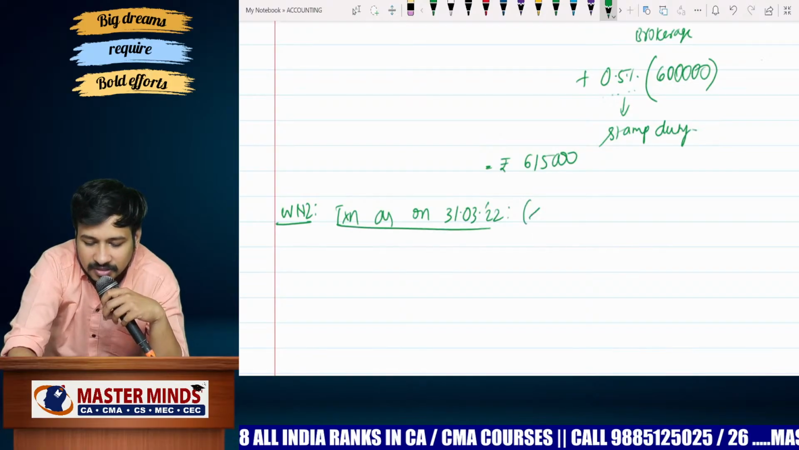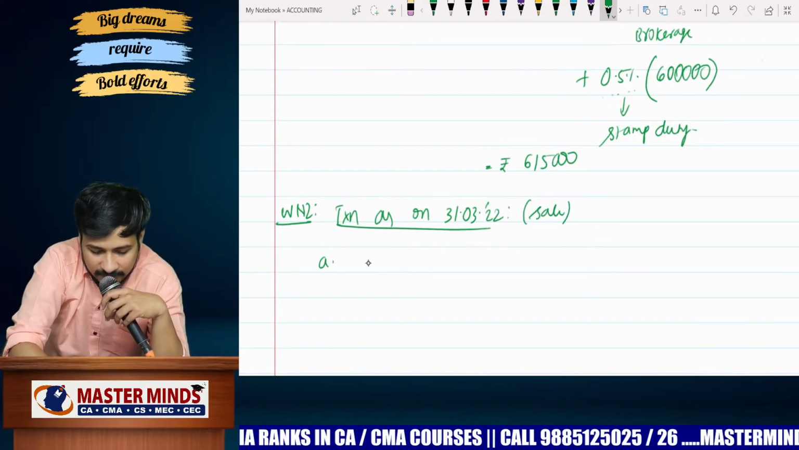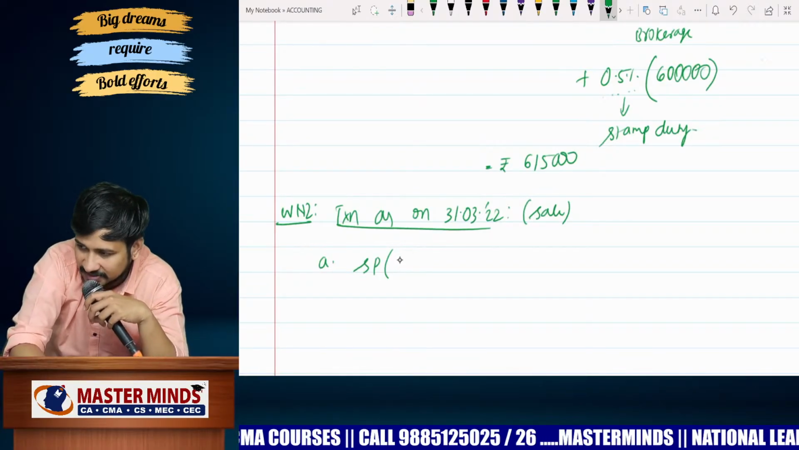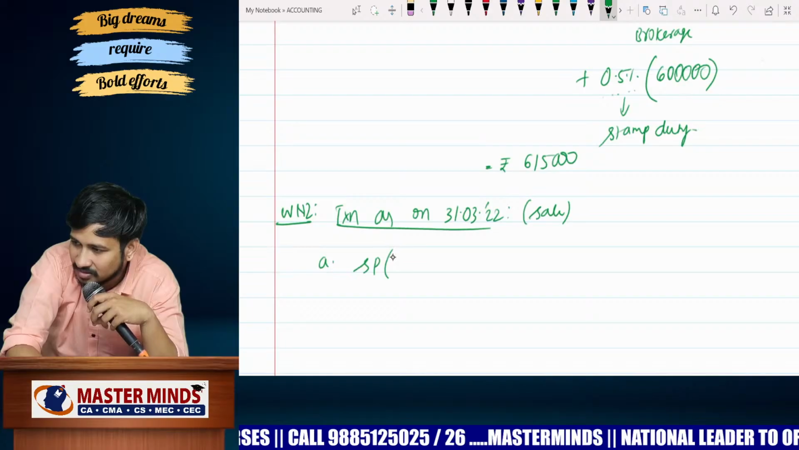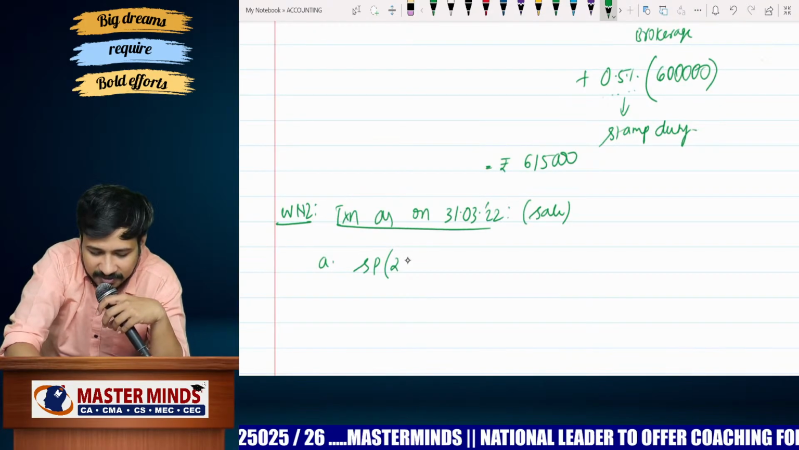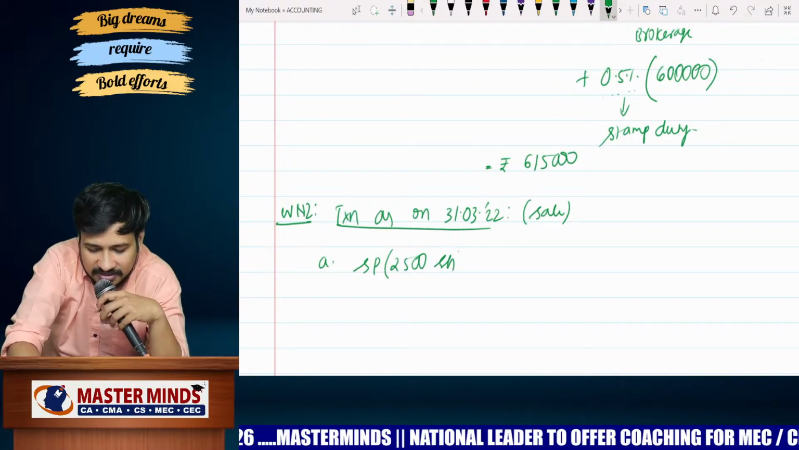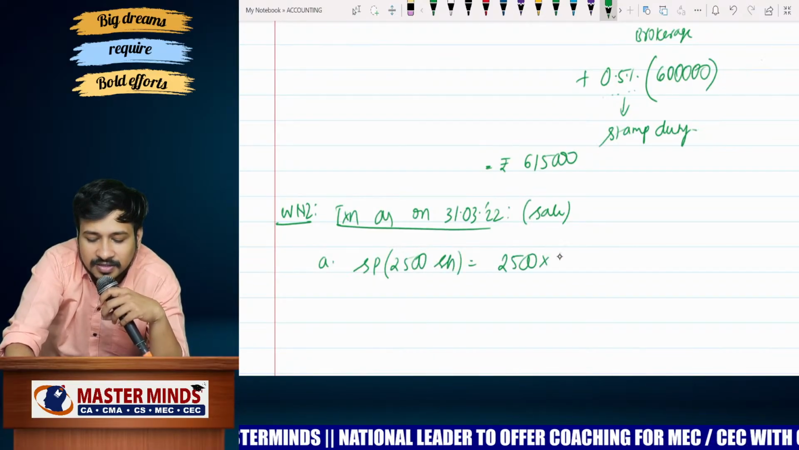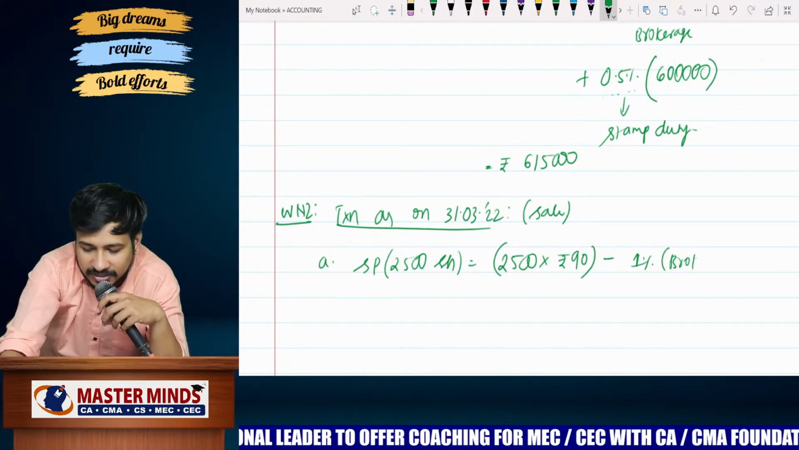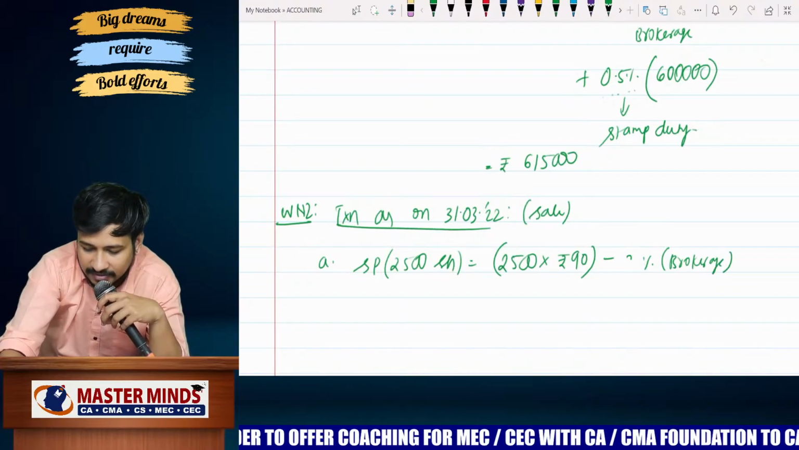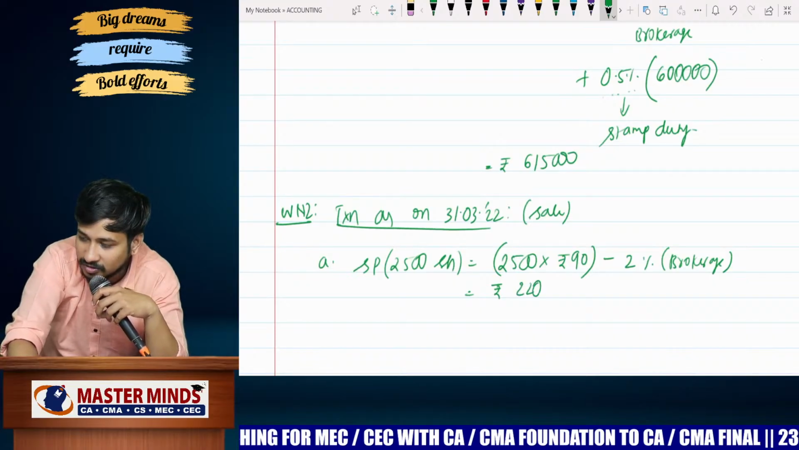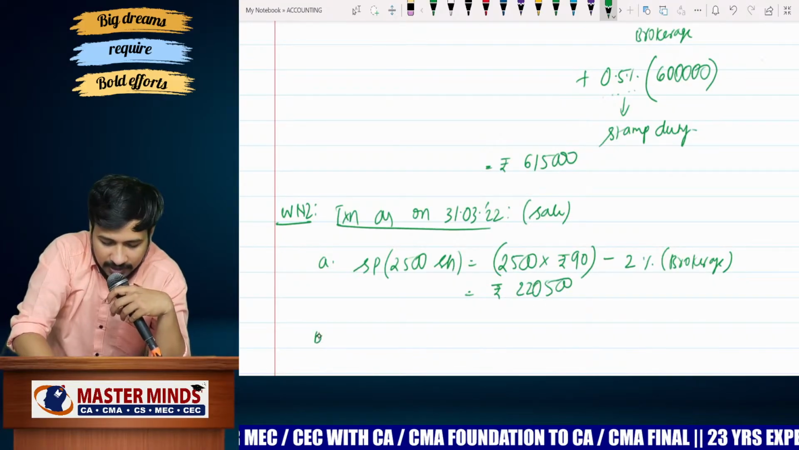2022. This is all about sale, right? Okay. So selling price of no bonus shares. How many? 2,500 of the bonus shares. He is telling that all the bonus shares were sold. So selling price of 2,500 shares is equal to 2,500 into rupees 90. Take care. Minus 1%, which is brokerage. Okay. So you are going to get an amount of 220,500.